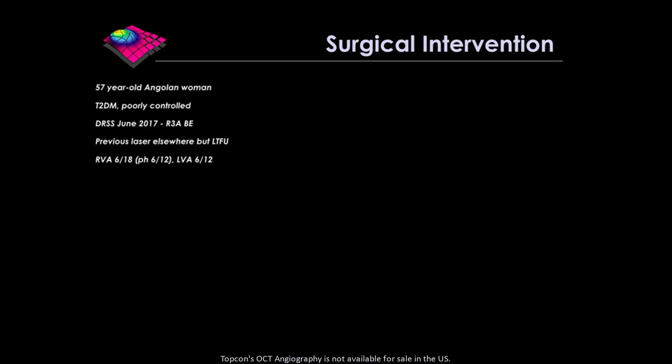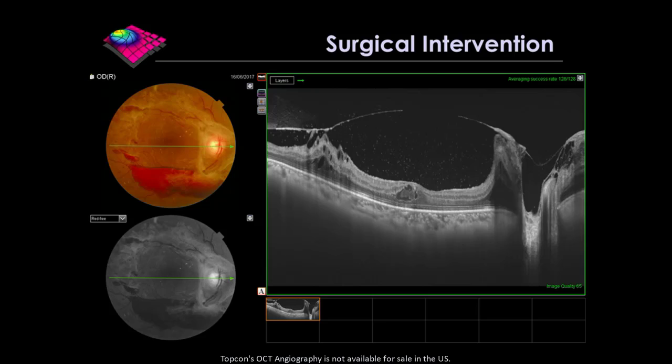This is an example that you'll see here. It's a woman who's come to London from Angola, and she's referred from the Diabetic Retinopathy Screening Service, and her vision is down to 6/18, 6/12, so 20/40 or a little bit worse in each eye. And the first day she comes in the clinic, she looks like this.